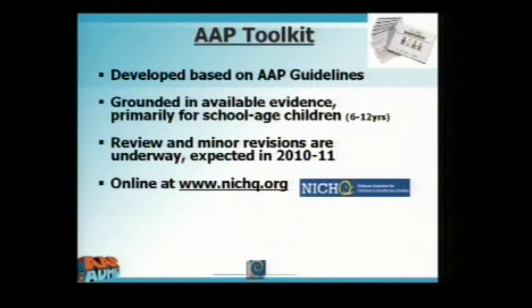It's actually undergoing review and some minor revisions, which we hope will be out in the next year. I think it's been submitted for publication in Pediatrics, and sorry I couldn't steal an advance copy for you, but we'll look forward to that update in the next year. They're also looking at expanding into the preschool age and the older child age as well.